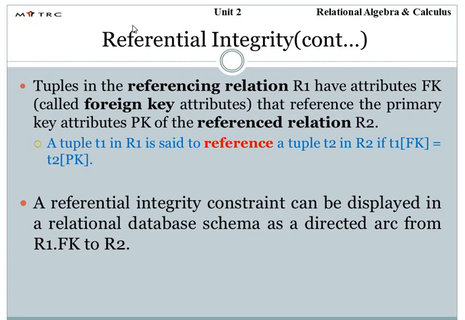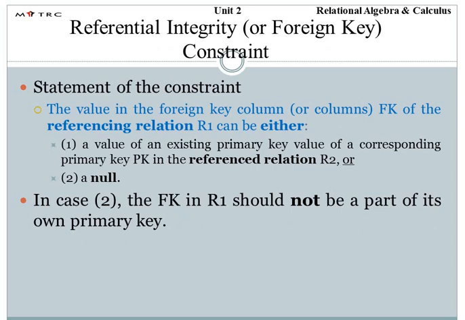That means whatever the referencing is going on, whatever the referencing relation is showing to the reference, its integrity must be maintained. And how is it maintained? That T1 of Fk is equal to T2 of Pk. So the referential integrity constraint can be displayed in a relational database schema as a directed arc from R1 Fk to R2. It is denoted in a relational database schema by a line with an arrow. The line starts from the referencing relation, that is R1, and goes to the referenced relation, that is R2. So this is the simple description of the referential integrity constraint.